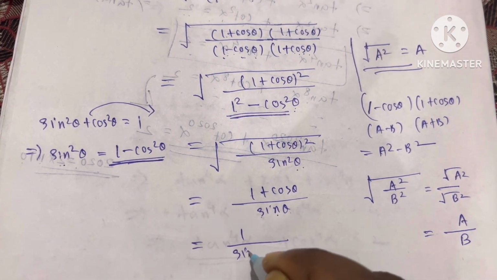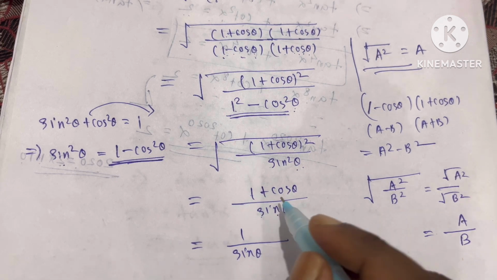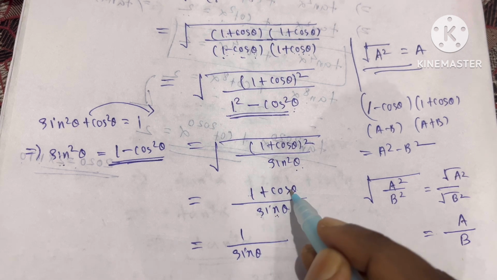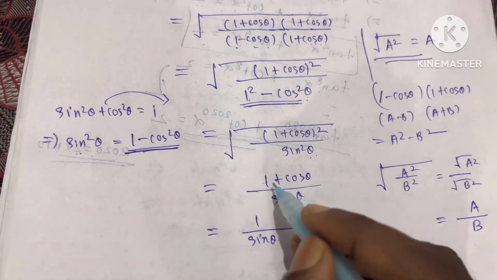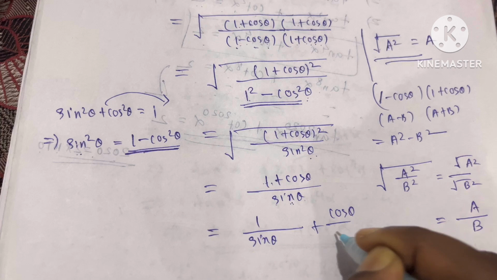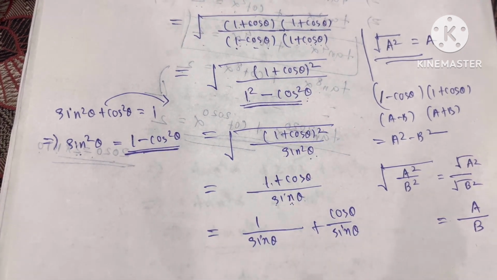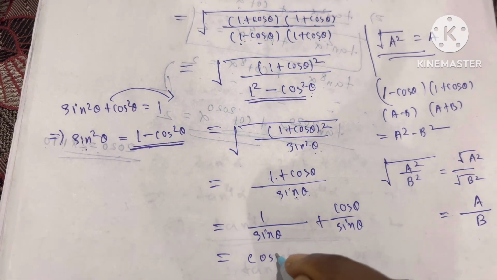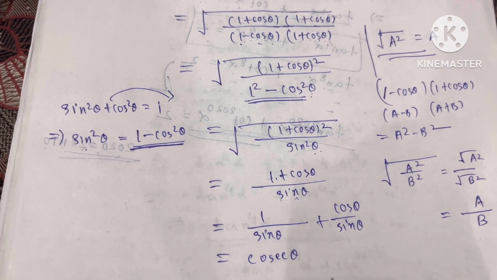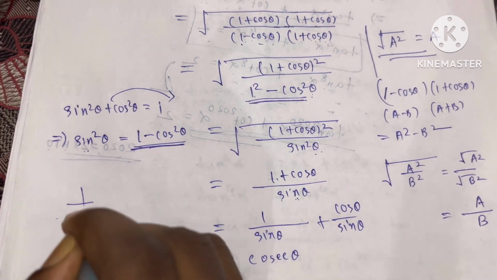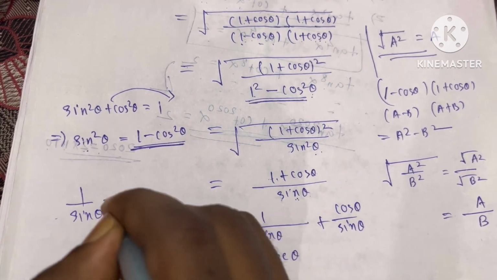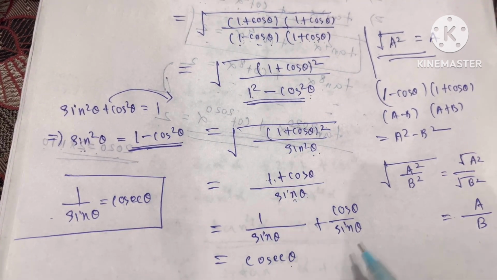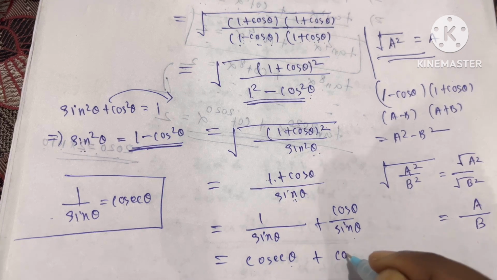Now 1 plus cos theta by sin theta, we can separate. You have to divide 1 by sin theta and cos theta by sin theta. That means we can write 1 by sin theta plus cos theta by sin theta. The reciprocal of sin theta, 1 by sin theta, is cosec theta. So 1 by sin theta means cosec theta, and cos theta by sin theta is nothing but cot theta.